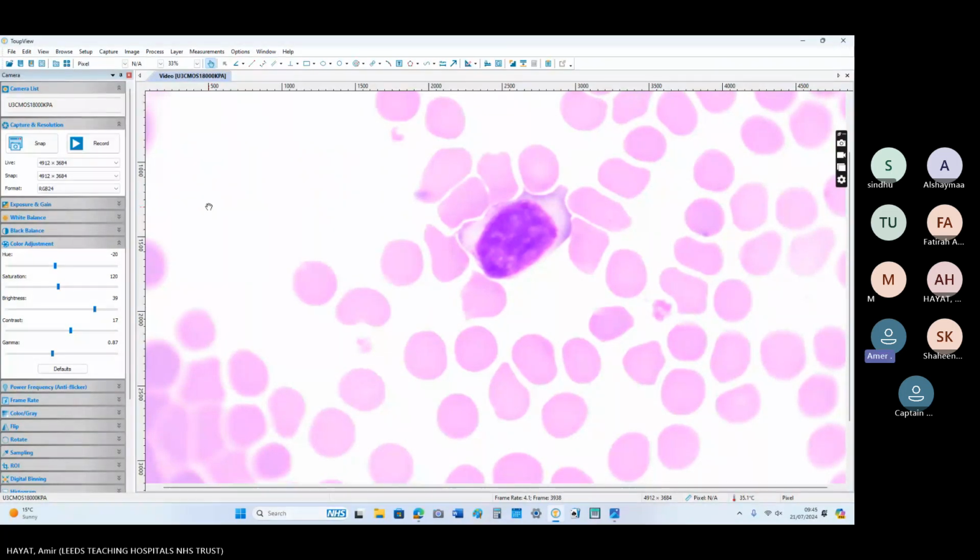So this case comes twice in the FRCPath exam. If you don't mind, can you repeat your final report? Okay, my final report: the presence of these atypical lymphocytes is consistent with infectious mononucleosis.